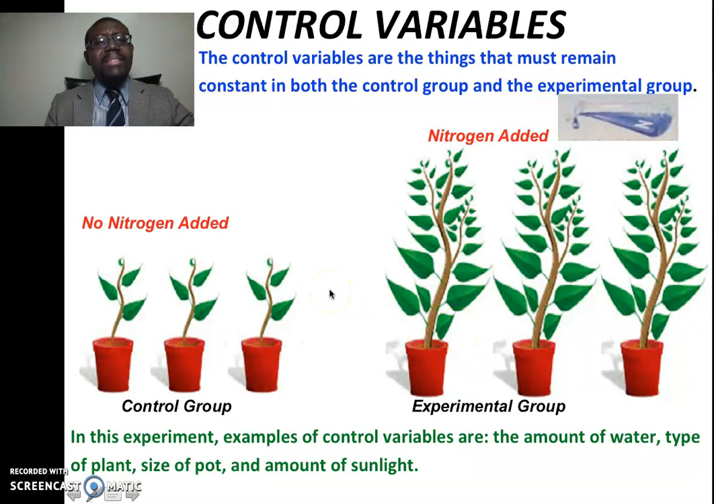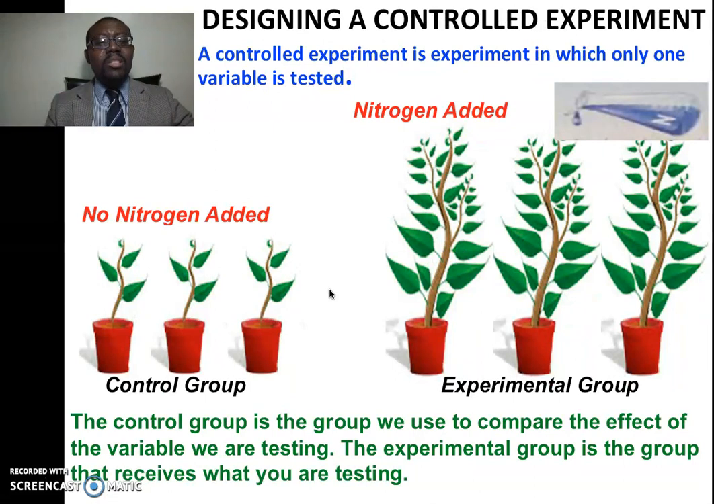Whenever you are asked, how do you design an experiment to test the effect of nitrogen on plant growth? You need to talk about a controlled experiment, that in a controlled experiment, only one variable is tested. And you need to mention that the variable you are testing in this experiment is the nitrogen that we are adding. You also need to talk about the control variables. What are some of the things that we keep the same or constant in this experiment?